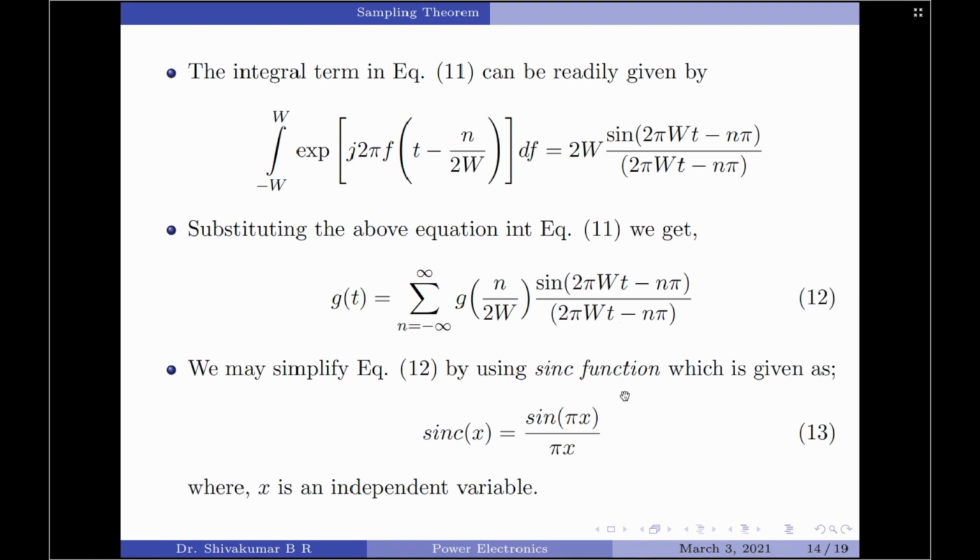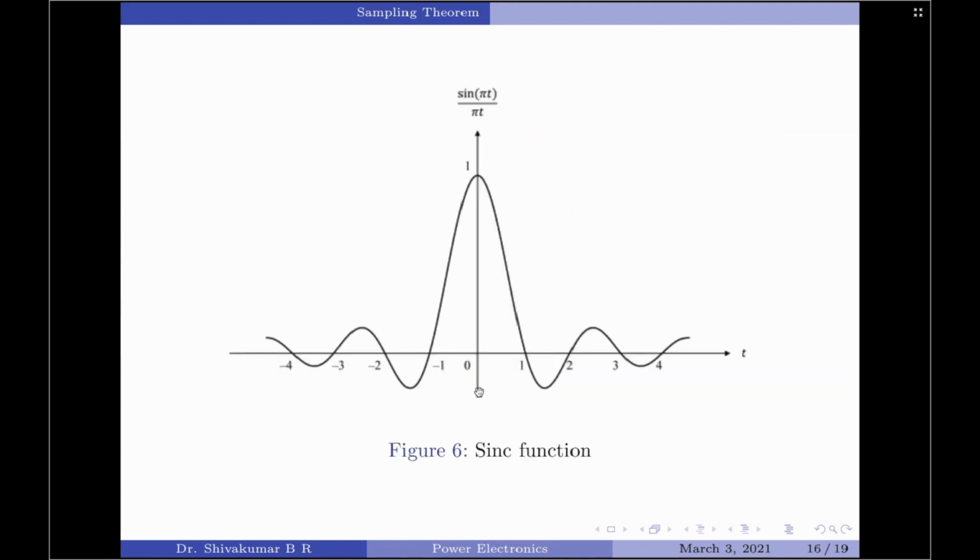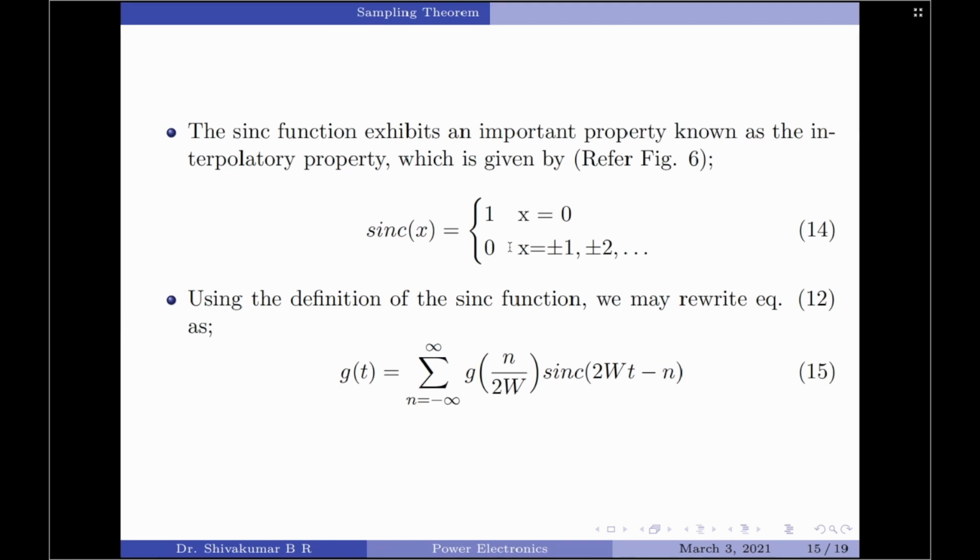Further, what is also interesting about the sinc function is that it exhibits an important property called the interpolatory property. This property is given by the equation here, that is sinc of x equals 1 when x equals 0, and otherwise the value of sinc of x is 0. This in fact is shown by the diagram here. You can see when x is equal to 0, that is, here the x axis is t. So, when t is equal to 0, sinc of t is 1, and for every integer multiple value of t, that is plus or minus 1, plus or minus 2, etc., the value of sinc of x is 0. So, this is what is depicted in equation 14 here.